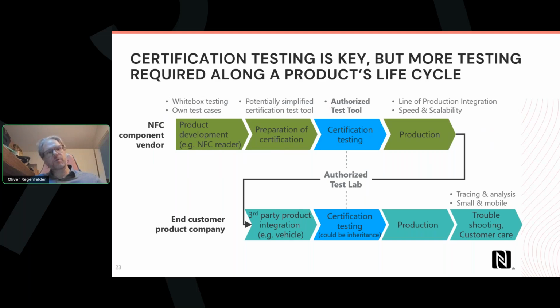focusing on two entities. One is the NFC component vendor, like for example, a silicon vendor who is producing a particular NFC component, and also then the end customer, so an OEM or so, integrating that NFC component into its final product. And in this whole product development cycle, there are various stages where testing in addition or in preparation to the product certification is really important.